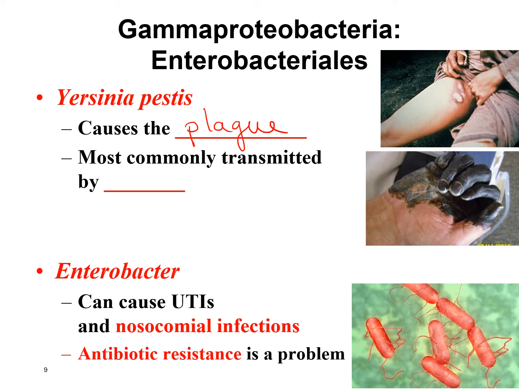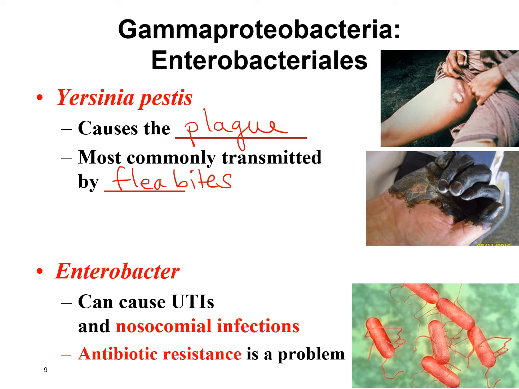How the Yersinia pestis bacteria is transmitted to a person is most commonly through flea bites. So a flea will bite an infected rodent. So that usually will be something like a ground squirrel, maybe a prairie dog or a rat. And then the flea will pick up the Yersinia pestis bacteria, and then the flea will then go and bite you and give you the bacteria, and then now you've got the plague. So that's how it's spread.